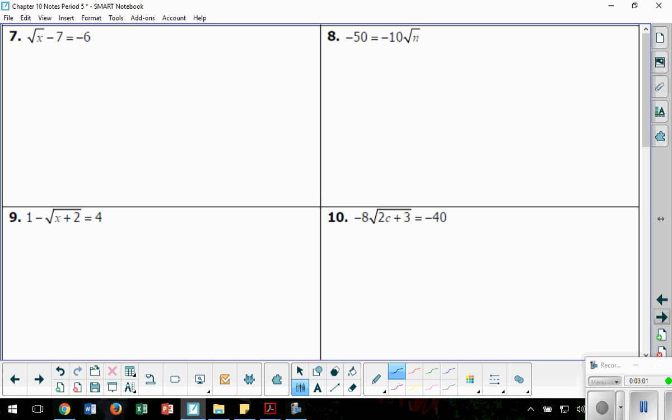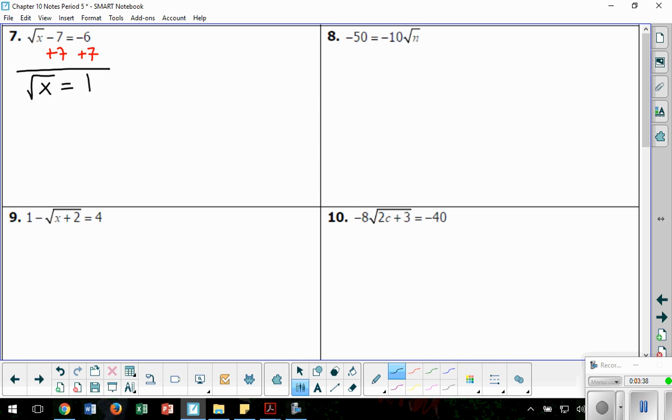So, looking at number 7, is the square root isolated? No, it's not. We need to get that isolated. So what is the thing that's not under the square root? -7. How do we get it to the other side? Add 7 to both sides. And we get the square root of x equals 1. And now it becomes just like problem number 1.